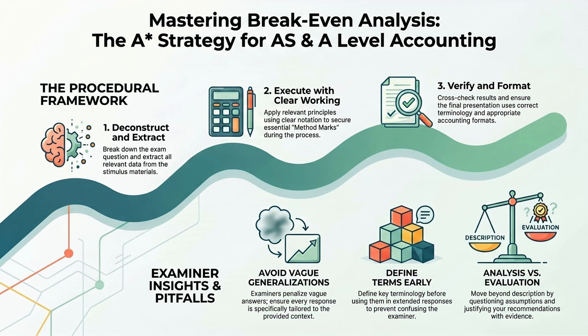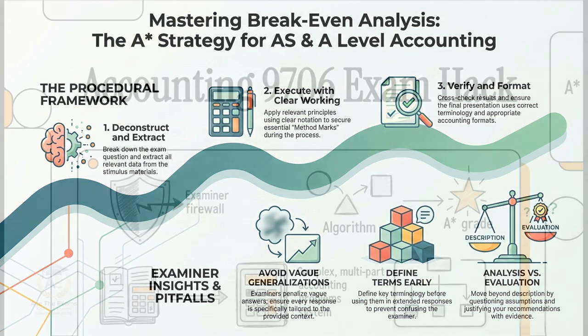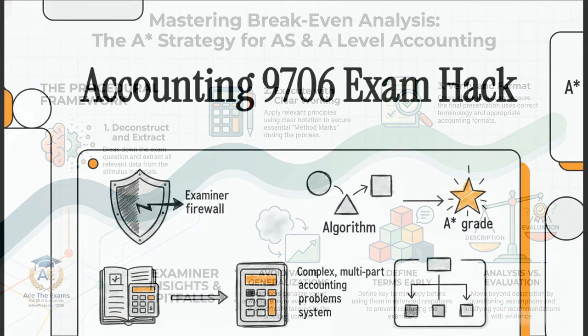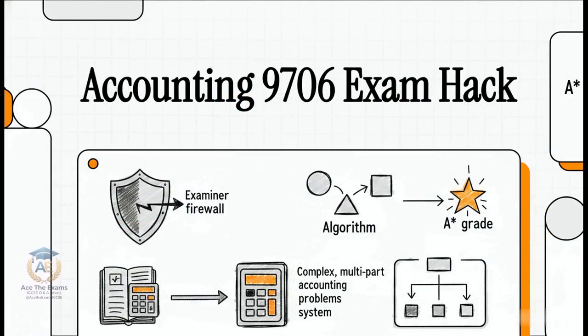Welcome to the Silicon Valley Cambridge Exam Hackathon. I'm your lead dev, and today we're cracking into the system. We're going to figure out exactly how to bypass the examiner firewall and upgrade a standard B grade into a flawless A star for the Cambridge A-Level Accounting 9706 syllabus.